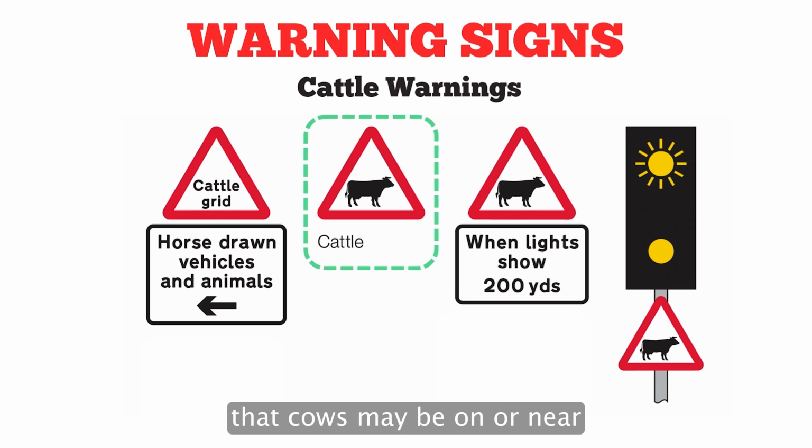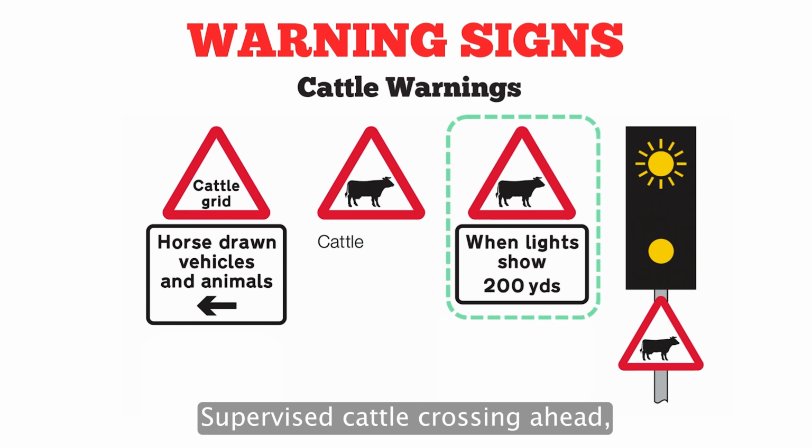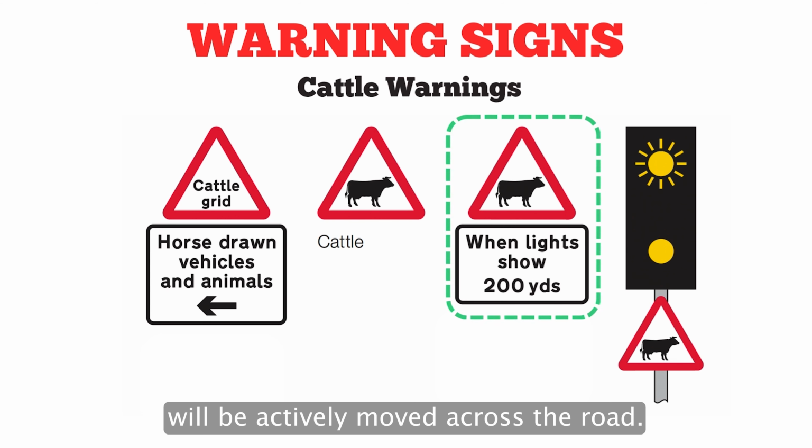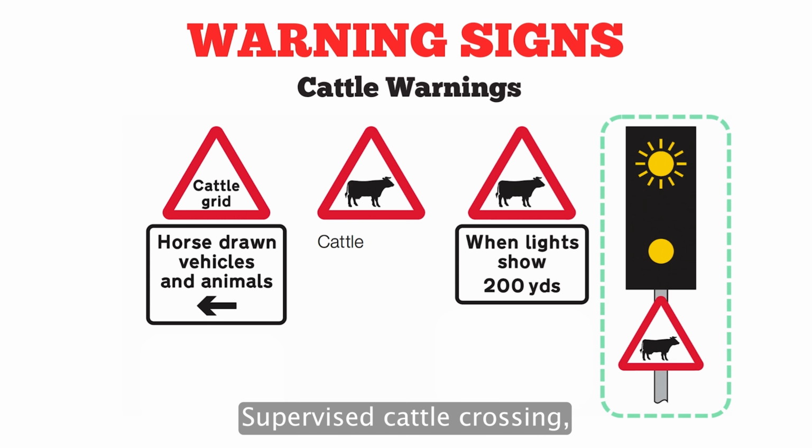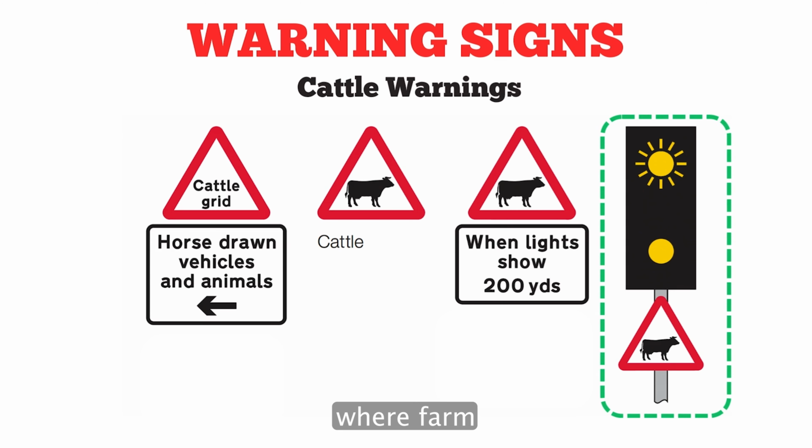Cattle indicates that cows may be on or near the road, requiring extra caution. Supervised cattle crossing ahead alerts drivers that cattle will be actively moved across the road. Supervised cattle crossing, a sign used in rural areas where farm animals are regularly guided across roads.